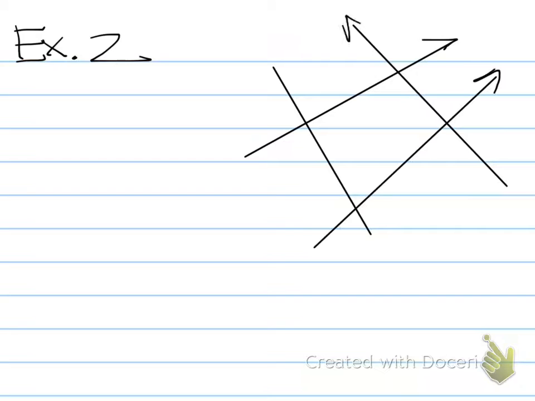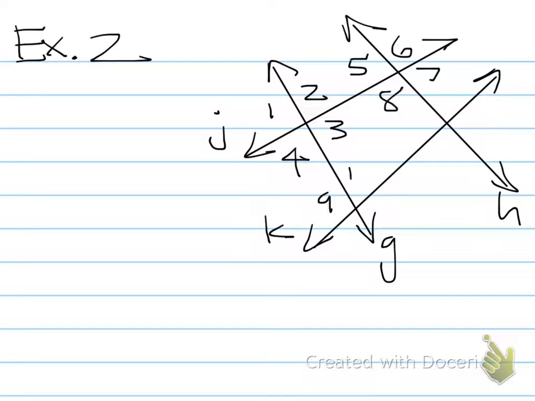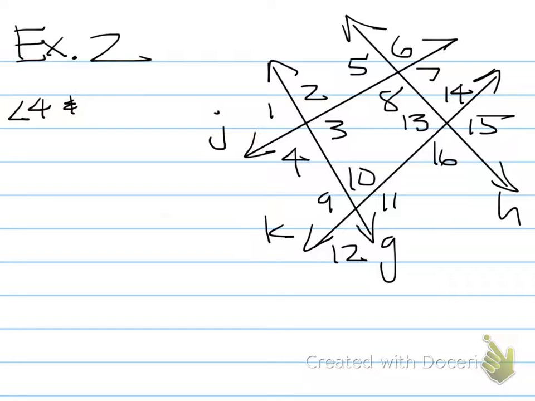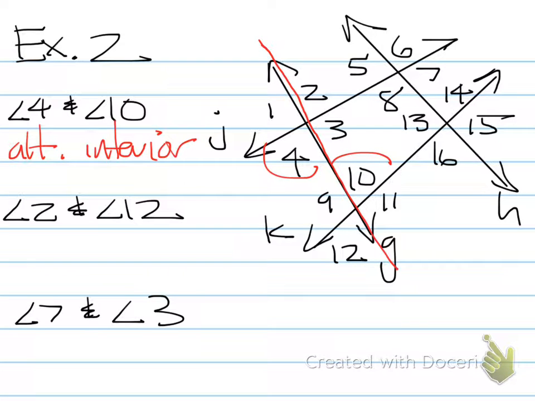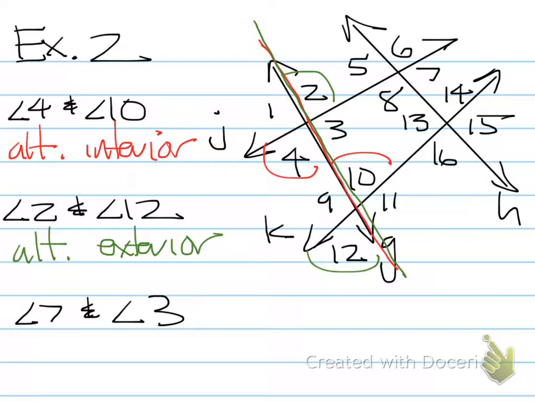All right, in this example, we again want to identify the pairs of angles that are indicated, starting with angle 4 and 10. Angles 4 and 10 are along the transversal G. They're on alternate sides of the transversal, and they're both interior, so they're alternate interior angles. Angles 2 and 12, they're along that same transversal G. 2 and 12 are on alternate sides of the transversal. They're both exterior to the intersecting lines, so they are alternate exterior angles.